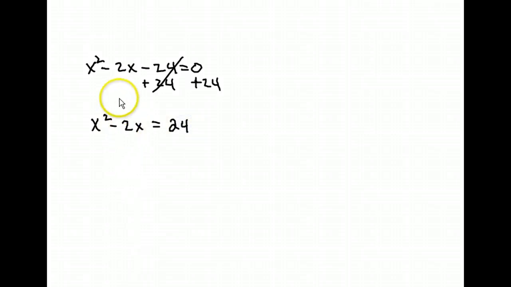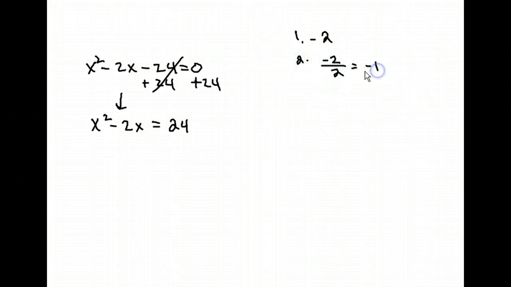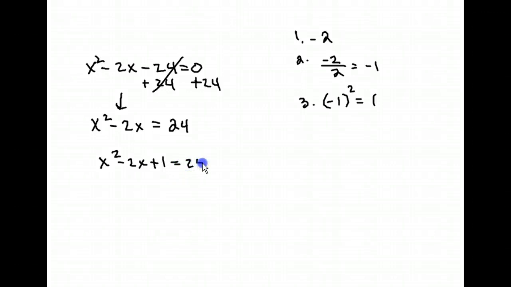Then you would take the number that's connected to x, which is negative 2. You would divide it by 2. So you take that number first. Step 2, you take it and divide it by 2, which will give you negative 1. And step 3, you would square the negative 1, and that will give you positive 1. So what you would do is you would say x squared minus 2x plus 1, and therefore you do a plus 1 on both sides.